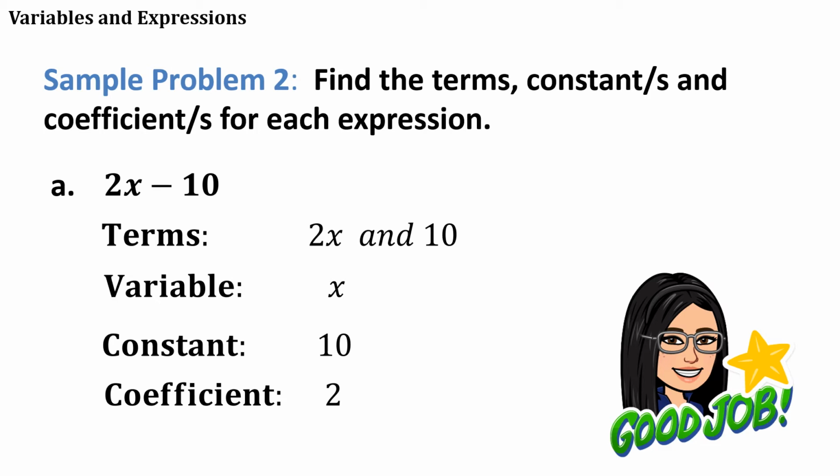As you can see, we have two terms, 1 and 2, and those terms are 2x and 10. We only have one variable, and that is x. Our constant, again, is the number that is separated from our variable and never changes. That is our number 10. And our coefficient is the number 2. That is the number that is sticking to our little variable there and actually modifies that variable.